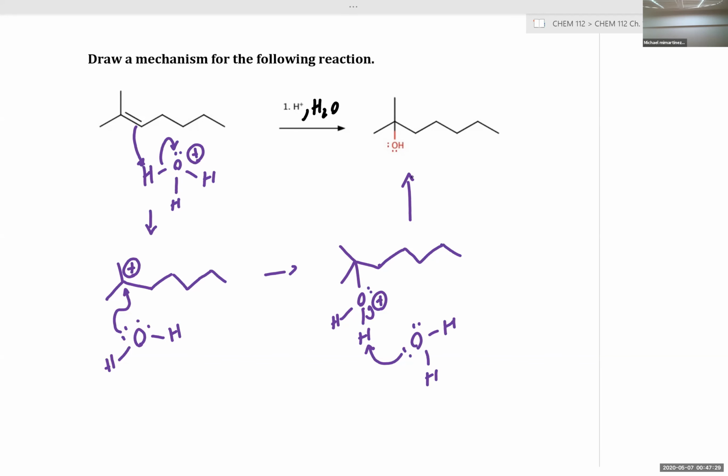Does this example make sense to everyone? Is everyone comfortable with the following example? Any questions on this example? Okay, let's keep going then.